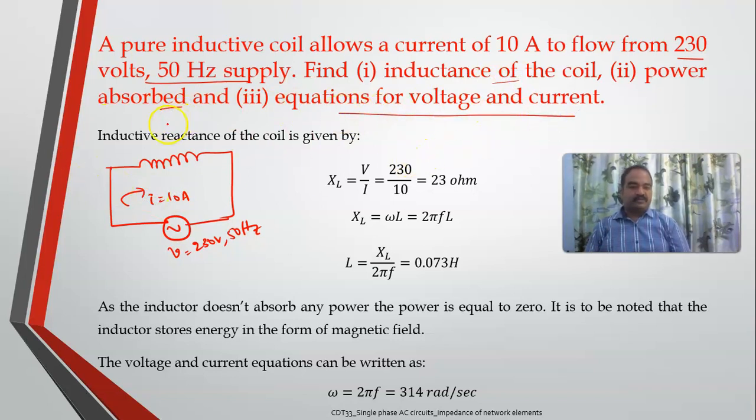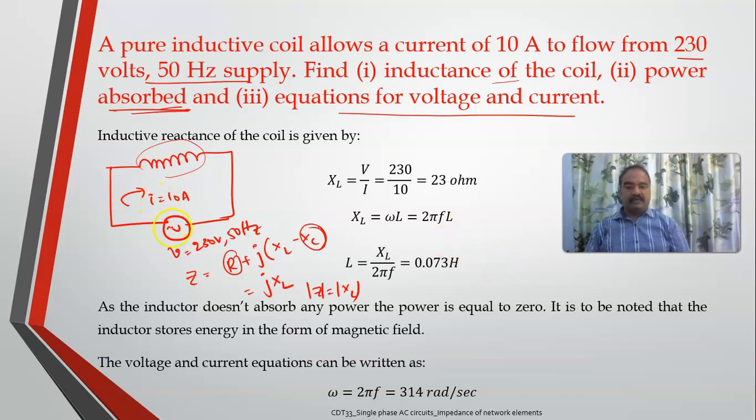There is no resistance to absorb the power, right? So power absorbed will be 0. It will absorb only energy; it stores energy in the form of a magnetic field, okay? Now we will determine the inductance. For determining the inductance, first we should determine the impedance of the circuit. Only inductance is there. So R plus jX, actually it is XL minus XC, right? There is no capacitance, there is no resistance. It is only jXL, right? So if I consider the magnitude, it is only XL.